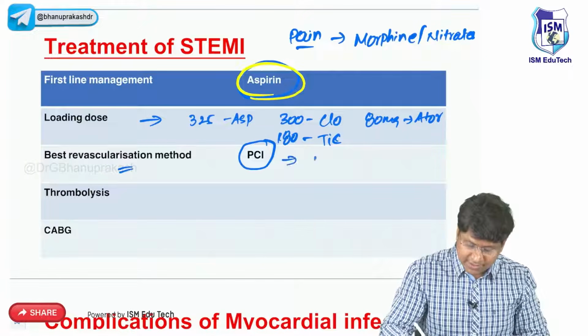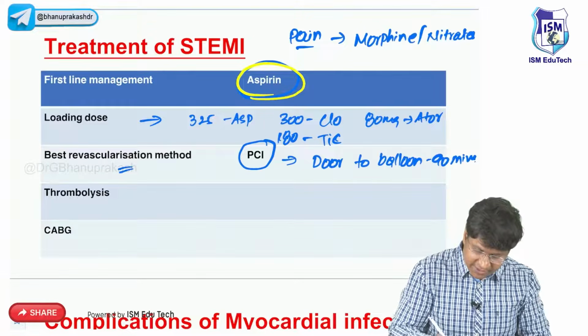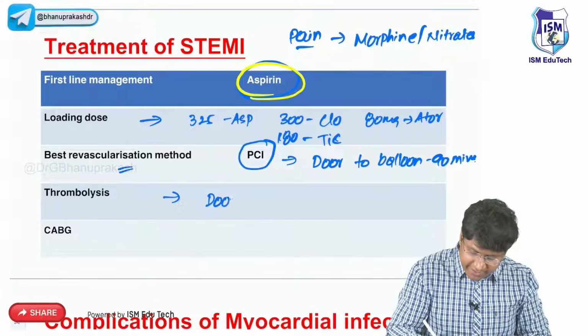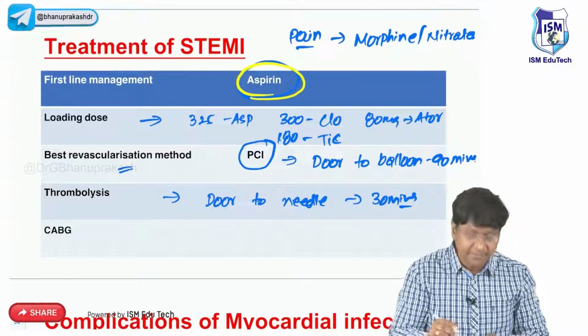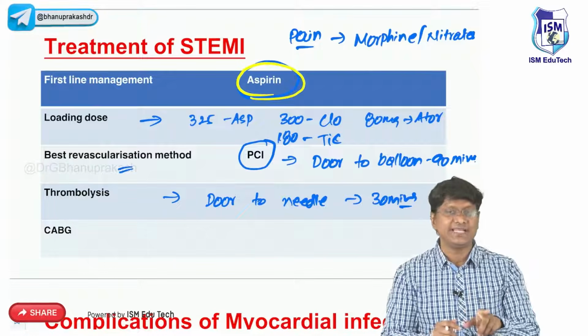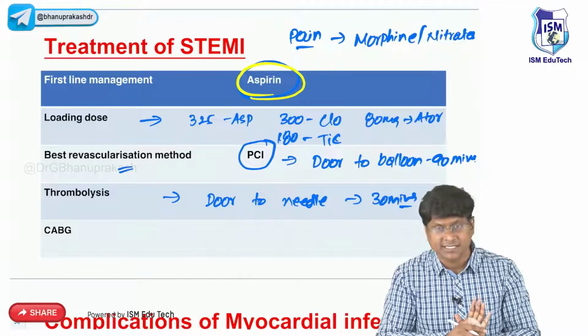And you need to know the point here, that is door to balloon time. So door to balloon time will be 90 minutes. Whereas what is the door to needle time? Door to needle time will be for thrombolysis, and that should be within 30 minutes. And remember, thrombolysis we do only in ST elevation MI. We don't do thrombolysis in case of non-ST elevation MI as well as unstable angina.